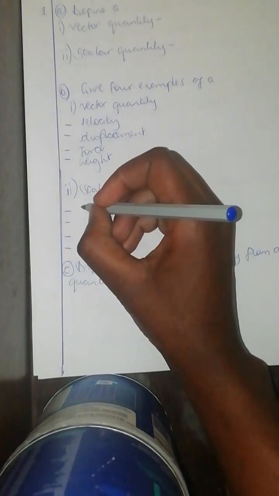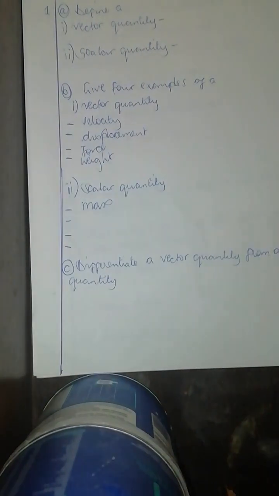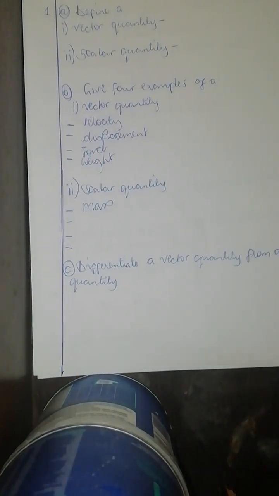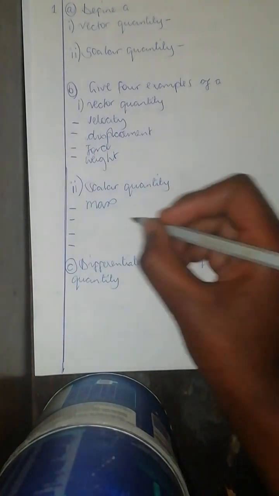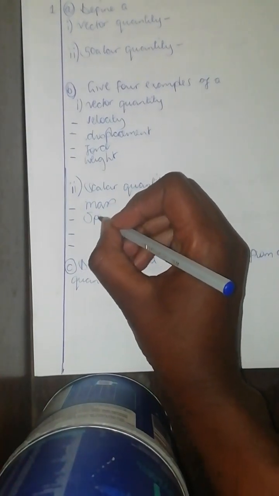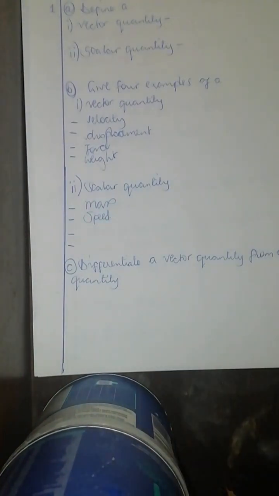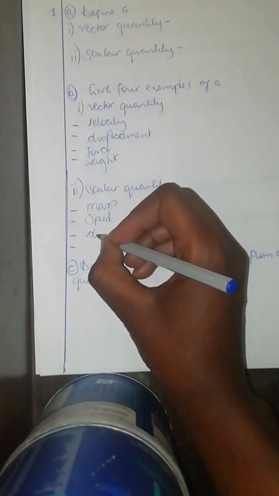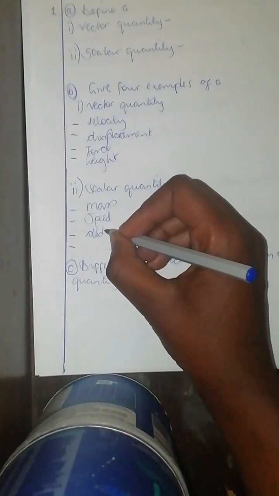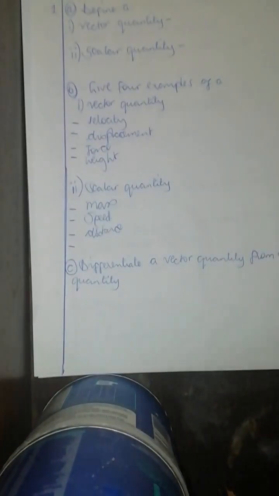Scalar quantities, we have mass. If I say I'm 50 kg, I'm 50 kg, I'm not going anywhere, I'm 50 kg. It won't give you an idea of where I'm going. If I say I'm traveling at 40 kilometers per hour, that's speed. Of course, it won't give you an idea of where I'm going. When I say I'm covering a distance of 30 meters, it won't give you an idea of where I'm going.